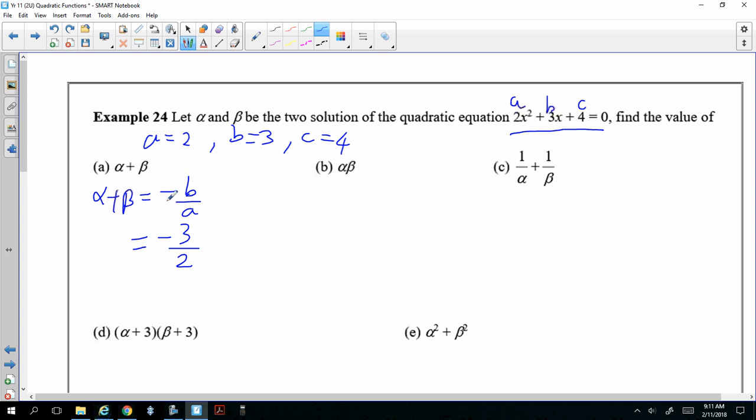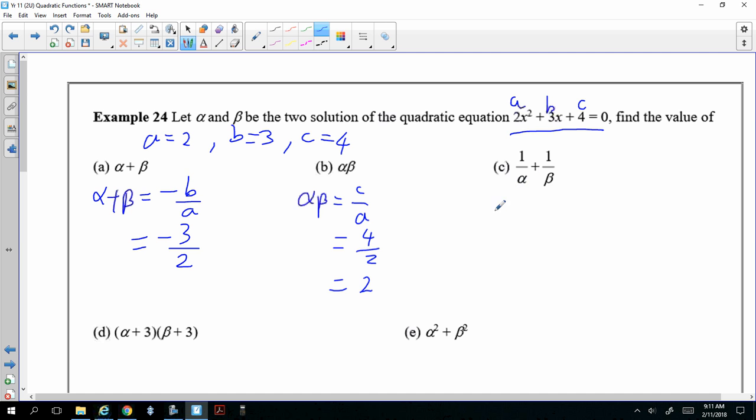Alpha beta. Use the formula. Alpha beta is C over A. C is 4 over 2 is 2. Very easy. Yep. Okay. Now the next one is not on the formula sheet, but you can actually express it in terms of sum and product.